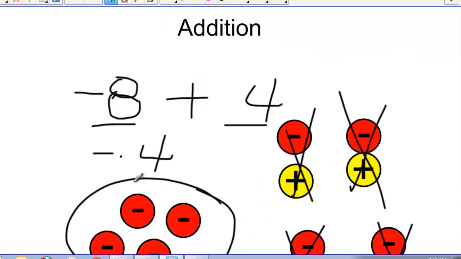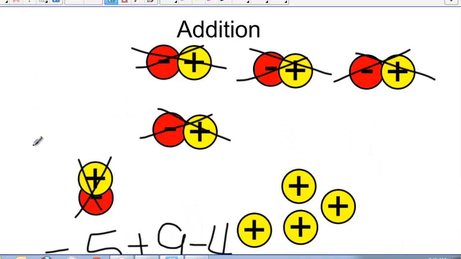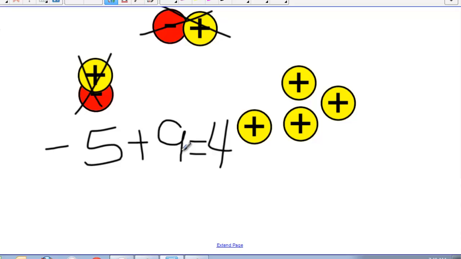And we did the same thing up here. If I look back here, if I had taken the absolute value of negative 8, that's 8. Absolute value of 4 is 4. 8 minus 4, I get 4, but now my answer is negative because negative 8 has a larger absolute value, so it's going to pull the answer over onto the negative side. Whereas on this one, 9 has the larger absolute value, so it pulls the answer over onto the positive side. There's more of those guys left standing.